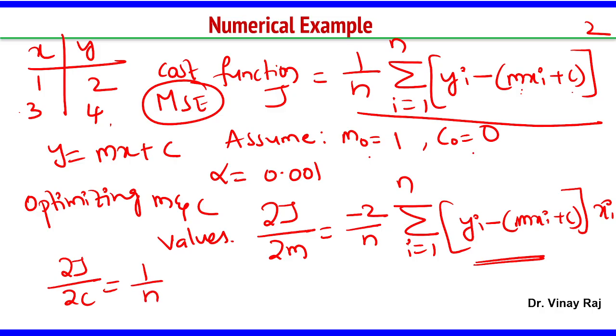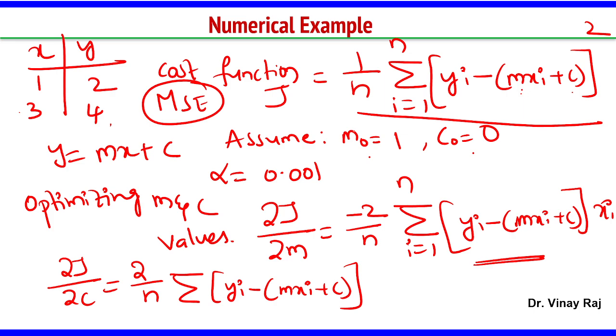See, 1 by n summation of, this is also again a function that is squared. So 2 comes to the front, 2 by n summation of, this remains the same, yi minus mxi plus c, into the derivative of c, which is 1. So there is no change. Now why do you need these values?